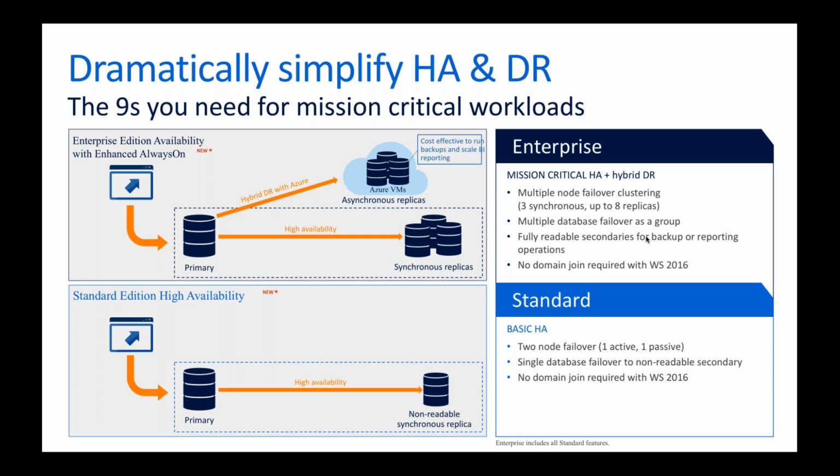And this is only done effectively at the database level. So the easiest way to think about standard edition always-on availability groups is it's just database mirroring wrapped in an availability group, because it's a single database at a time. Whereas with an always-on availability group in Enterprise Edition, you can have multiple databases in that availability group. Your secondaries are readable.